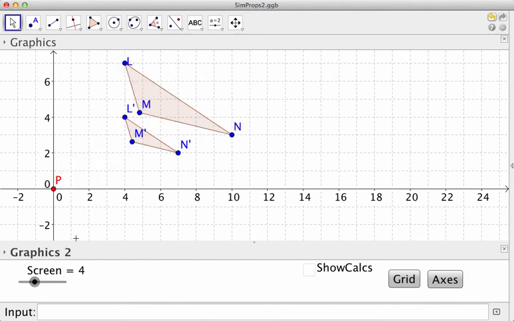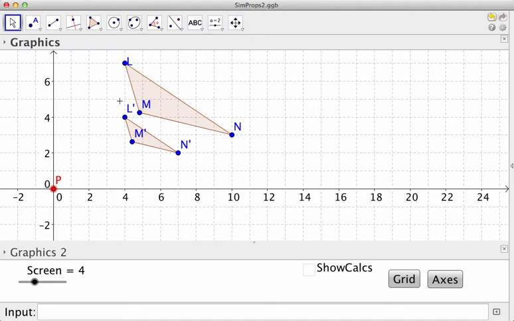When we move to screen 4, now what we're trying to do is LMN and L prime, M prime, N prime. One is a dilation of the other. So LMN is the original. We're trying to find this scale and the center of the dilation. You'll notice that in this case, P does not actually affect the dilation. P is not the center of dilation. So the question is, how do you find the center of dilation?